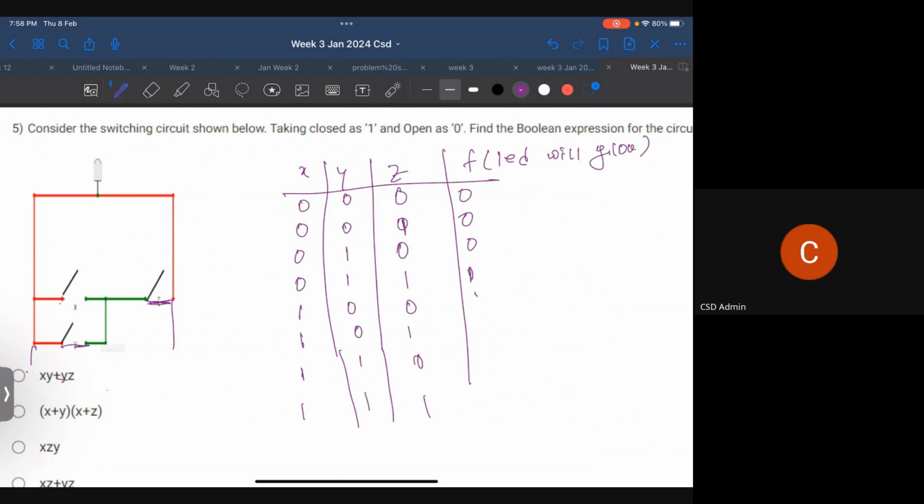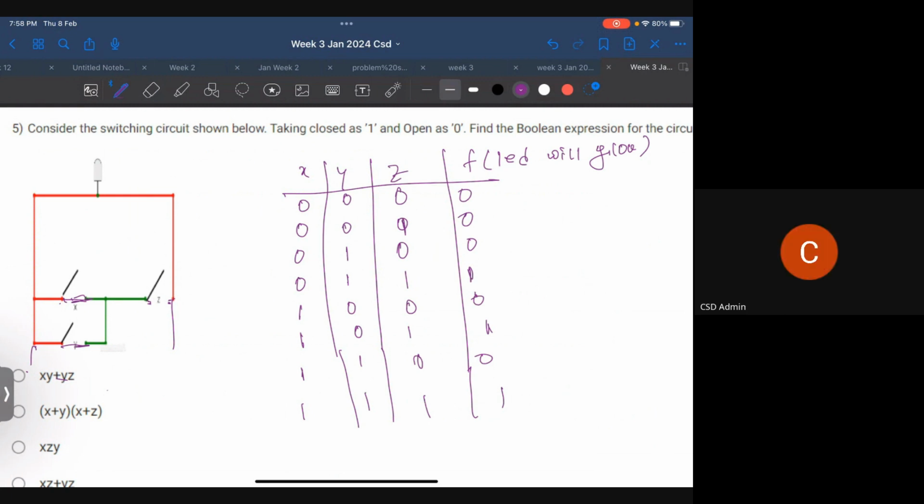Now I can see that X is 1 and Z is 1, so this will be 1. 101 will also be 1, and 111 will also be 1. For X and Y being 1 and Z being 0, it will be 0, because Z is open.